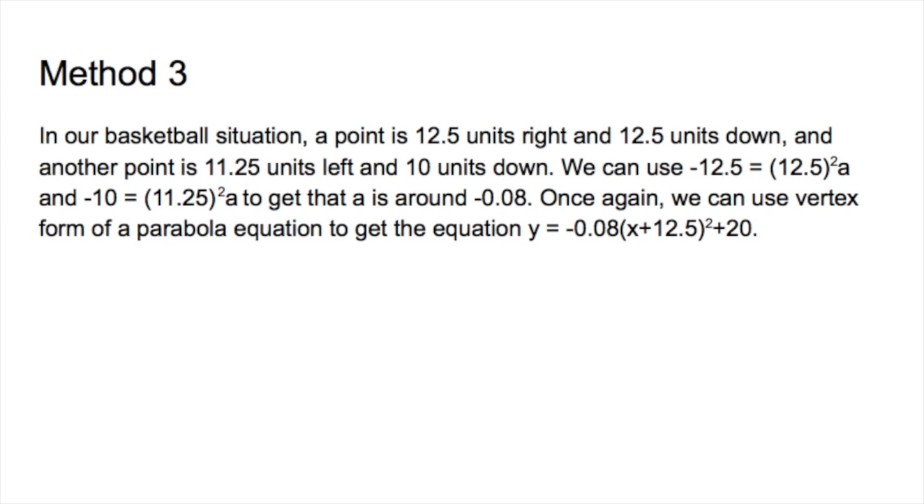In our basketball situation, a point is 12.5 units right and 12.5 units down from the vertex. And another point is 11.25 units left and 10 units down from the vertex. We can use -12.5 = 12.5²a and -10 = 11.25²a to get that a is around -0.08. Once again, we can use vertex form of the parabola equation to get the equation y = -0.08(x + 12.5)² + 20.